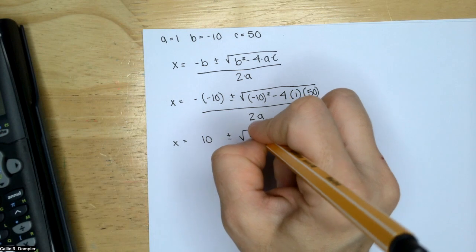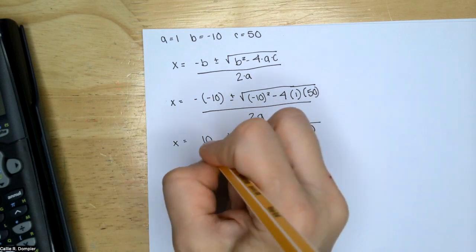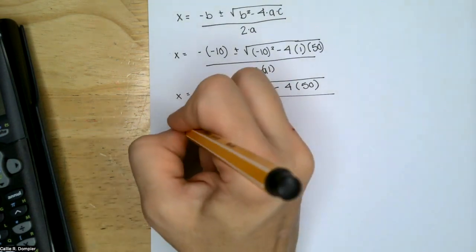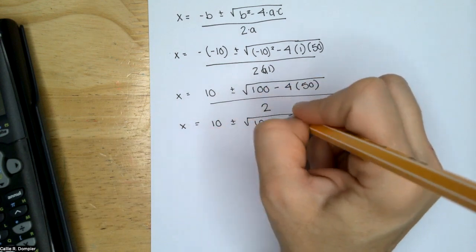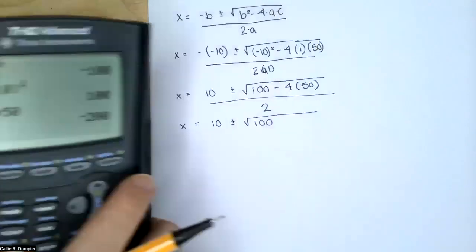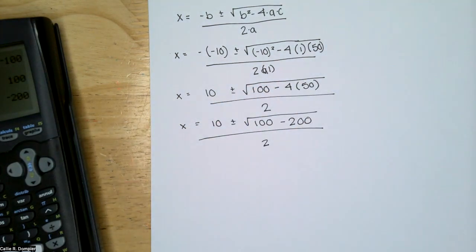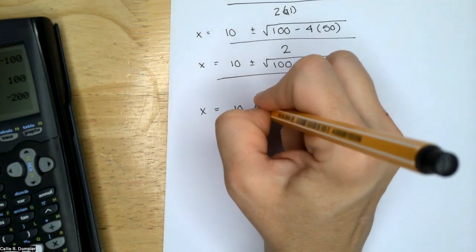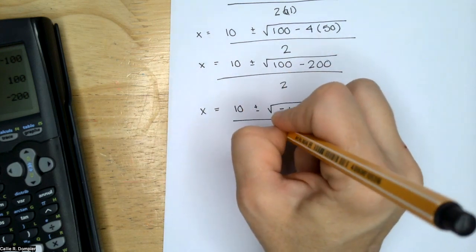So plus or minus the square root of 100 minus 4 times 1 times 50 over, oops, I said 2A, but I meant 2 times 1, right? 2 times 1 is just 2. X equals 10 plus or minus the square root of 100. Negative 4 times 50 is going to be minus 200. Good. X equals 10 plus or minus the square root of 100 minus 200, which is negative 100, over 2.